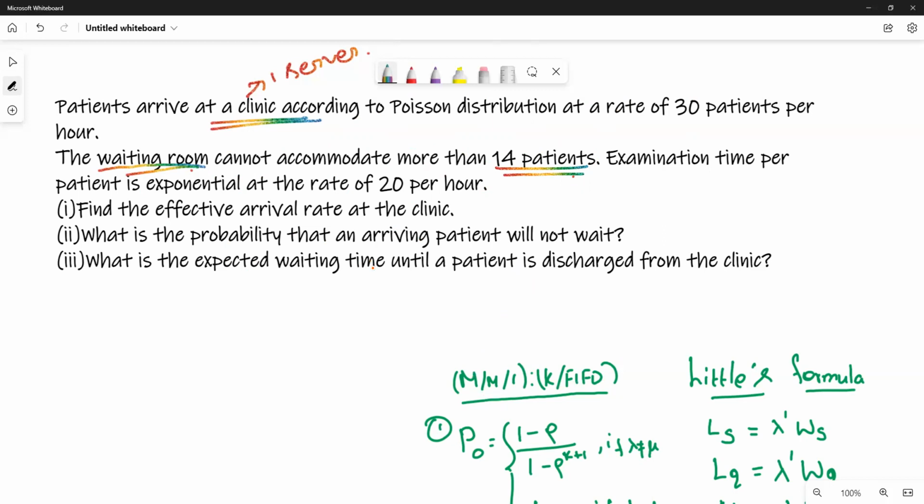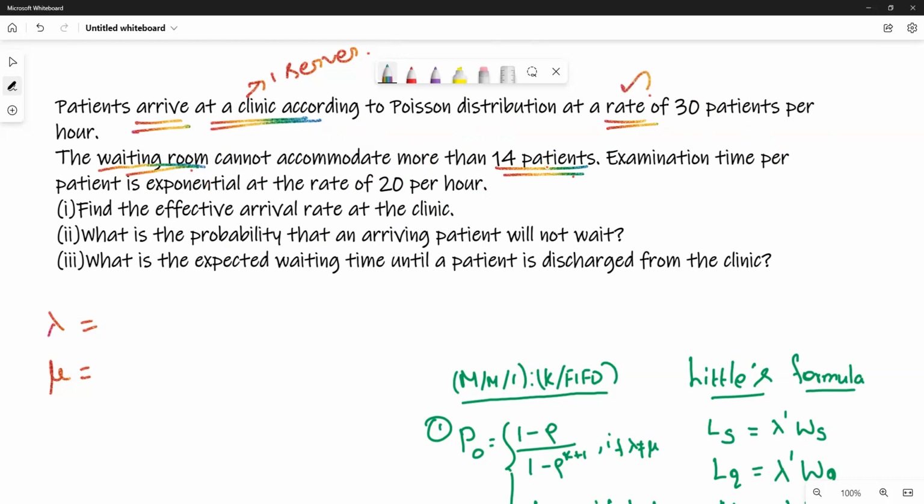Next step is to identify the arrival rate and service rate. Arrival rate is denoted as lambda and service rate is denoted as mu. So lambda denotes the arrival rate. Check what is given in the question. Patients arrive to the clinic at a rate of 30 patients per hour. So in the question itself, the arrival rate is directly given.